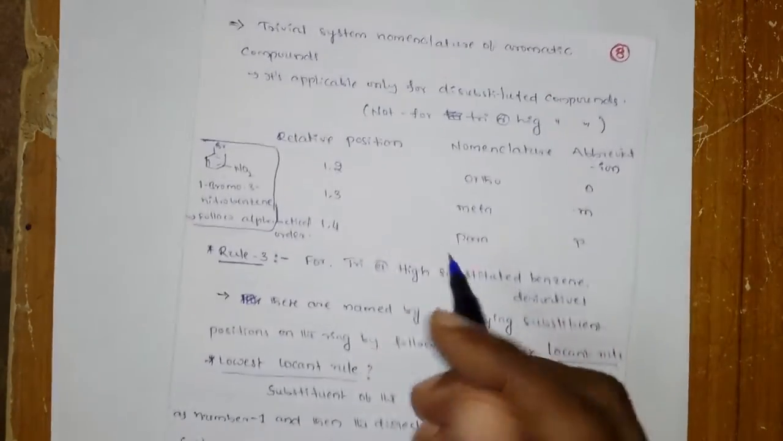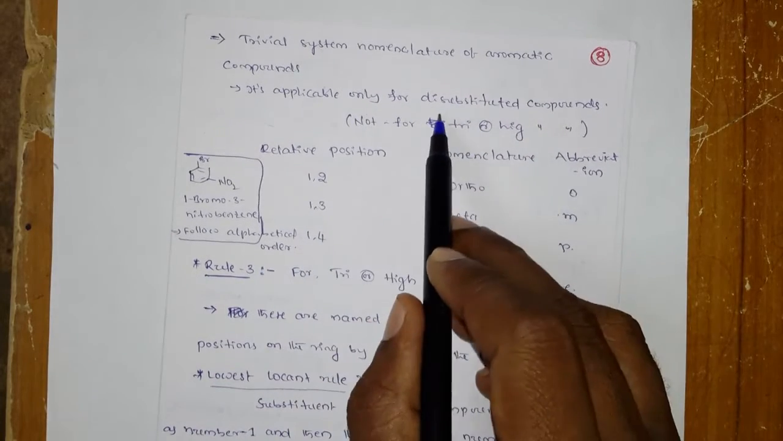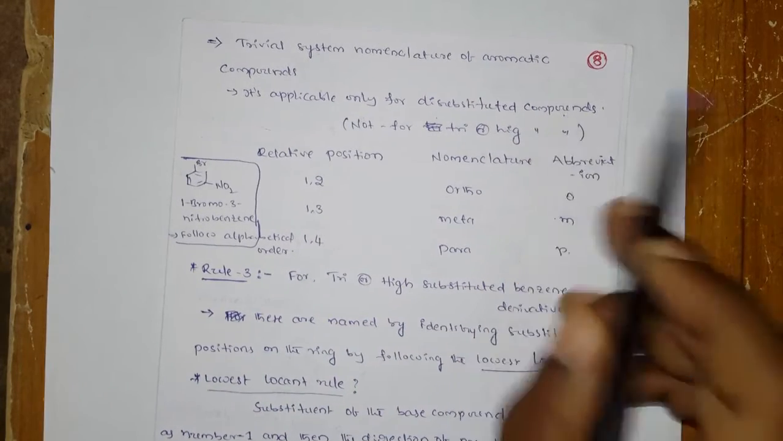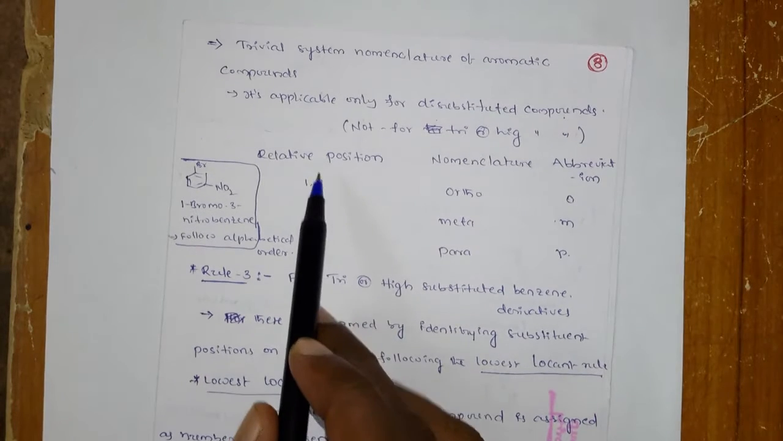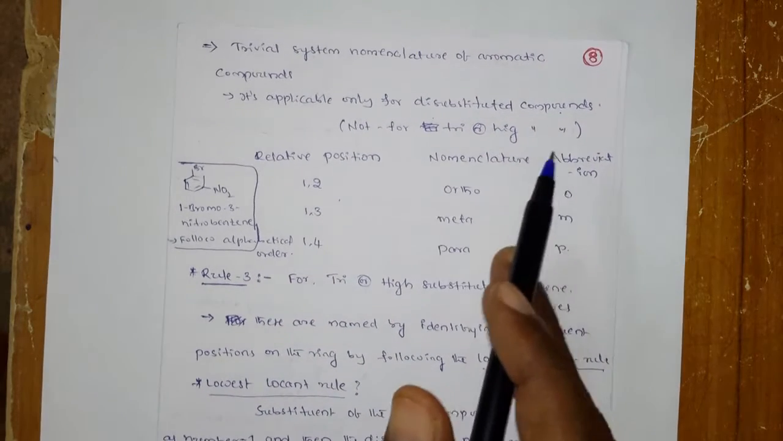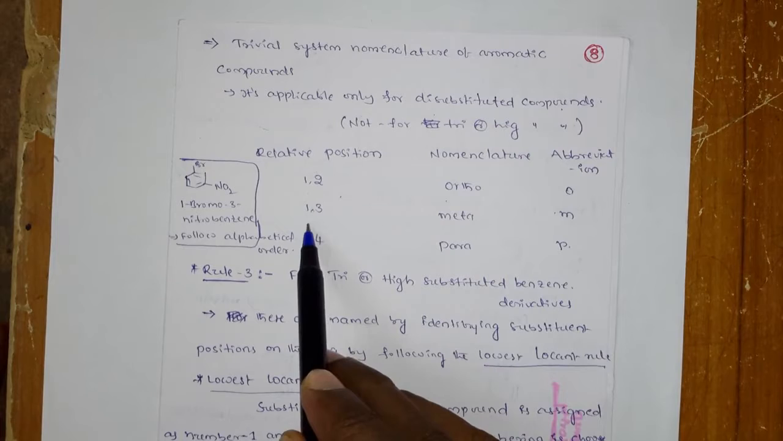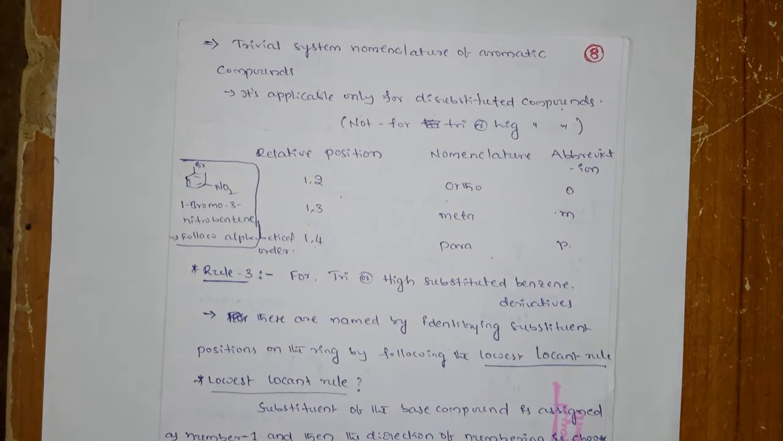So this same thing I explained. It is applicable only for the di-substituted compounds, not for the tri-substituted or higher substituted compounds. Okay. So when they are at the 1-2 position, simply you can say ortho. Those at the 1-3 position, meta. Those at the 1-4 position, that is para. Okay, para. Right.